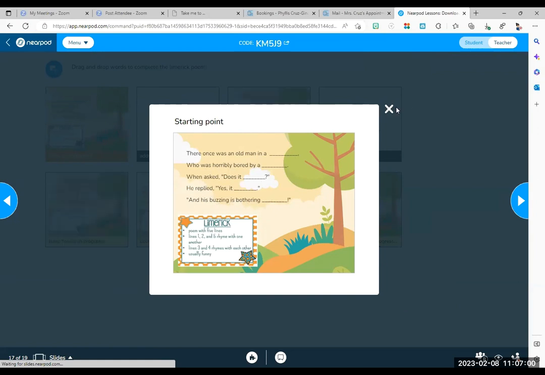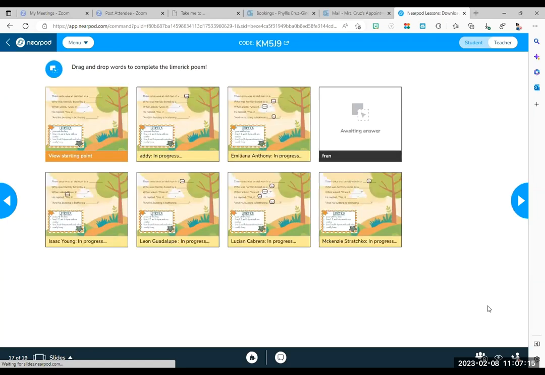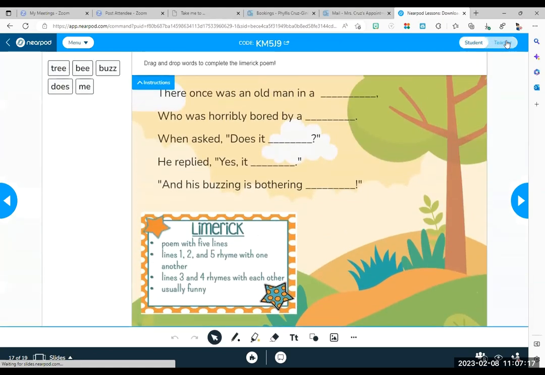So this is a limerick. It's a poem with 5 lines. Lines 1, 2, and 5 have rhyming words. So the first line, the second line, and the very last line, the 5th line, all rhyme. And it's usually kind of silly and funny. Okay, let's see how we're doing. What were the words, by the way? Tree, bee, buzz, does, me.